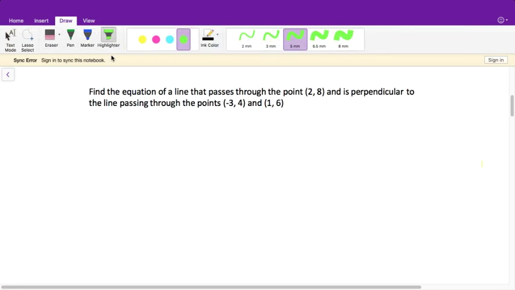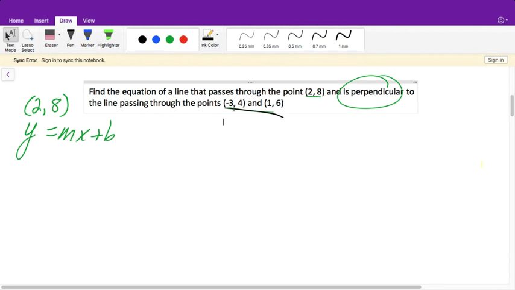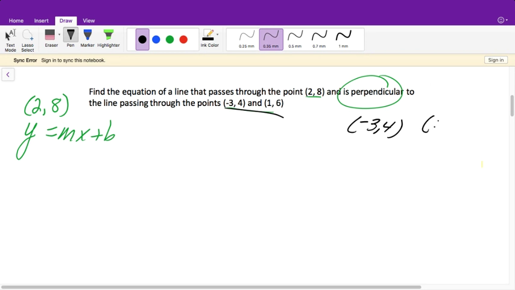All right, so for this last one, it says find the equation of a line that passes through the point 2, 8 and is perpendicular to the line passing through the points -3, 4 and 1, 6. So same thing, I need to find the equation y is equal to mx plus b. The only thing I know so far is it passes through the point 2, 8. But I know it's perpendicular to the line passing through these points. So if I use -3, 4 and 1, 6, label this x1, y1, x2, y2, I can find the slope of the line passing through these 2 points.